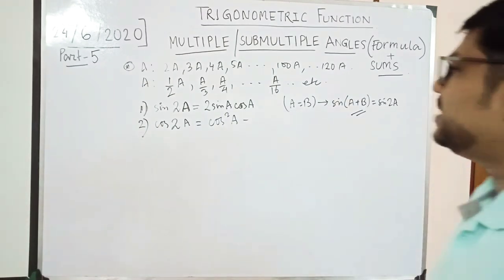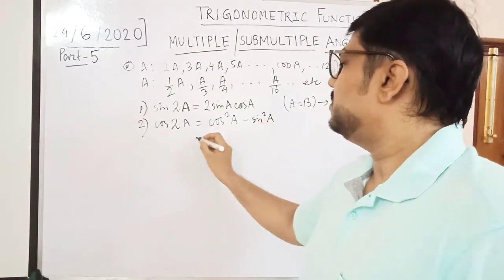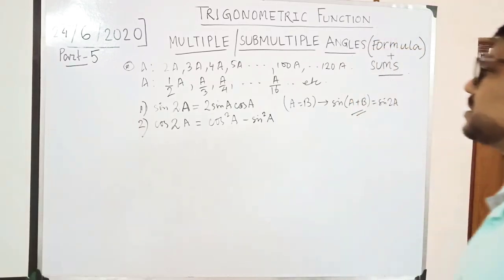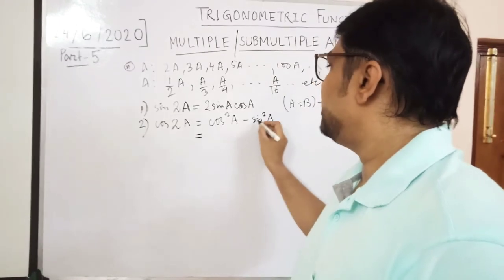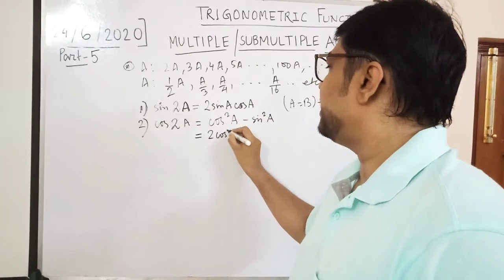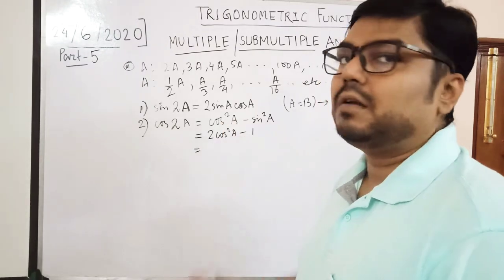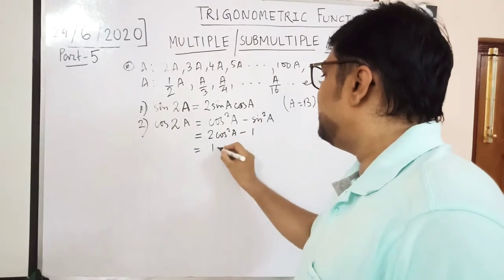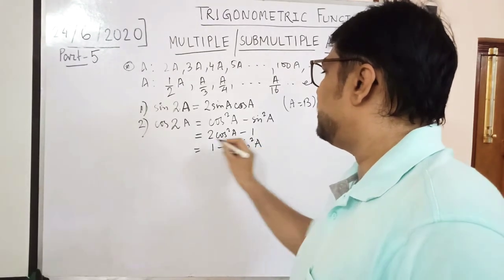Now cos 2A will be cos square A minus sin square A. After this cos square A minus sin square A, we get other formulas for cos 2A. If I replace sin square A by 1 minus cos square A, I get 2 cos square A minus 1. Now if I replace cos square A by 1 minus sin square A, I get 1 minus 2 sin square A. So there are 3 formula lines for cos 2A.